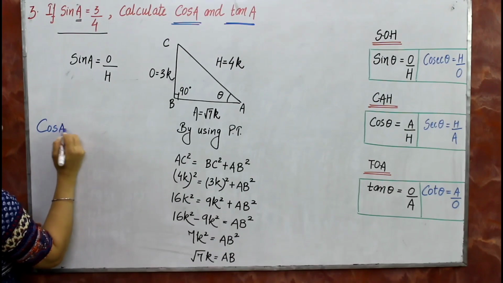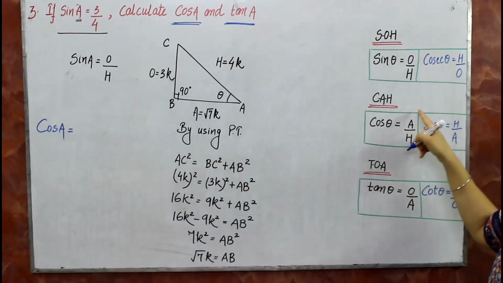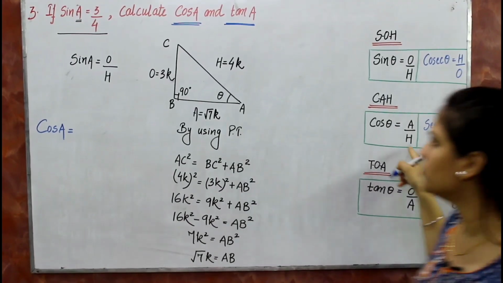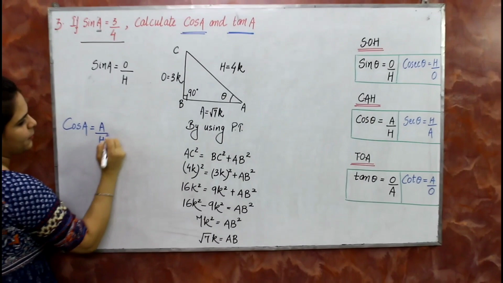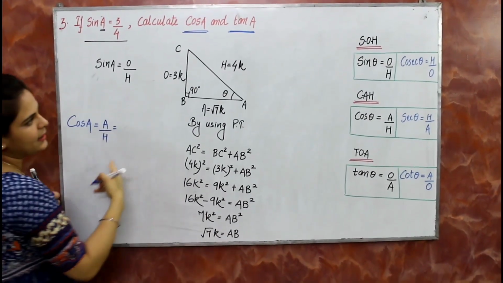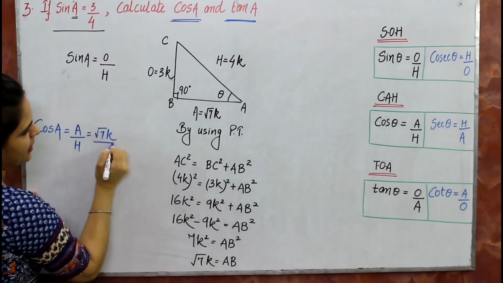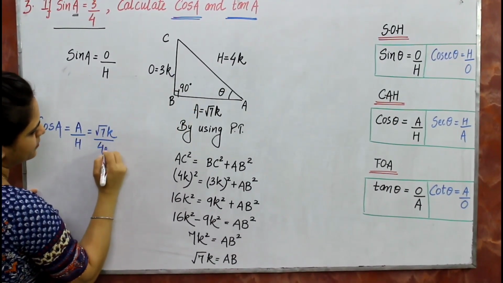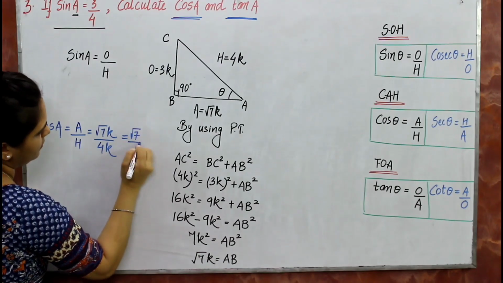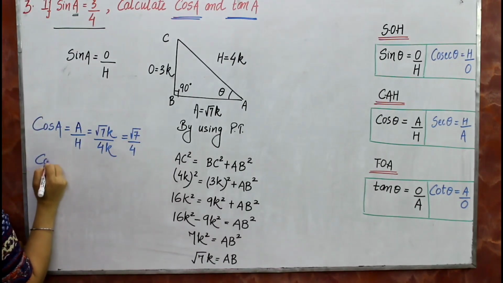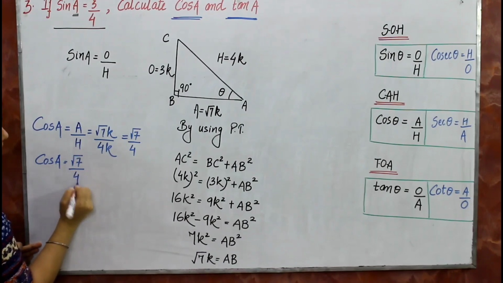Cos A, we have formula of cos theta, which is adjacent upon hypotenuse. Adjacent side is root 7k and hypotenuse 4k. So the final value is root 7 upon 4. Cos A is equals to root 7 upon 4.